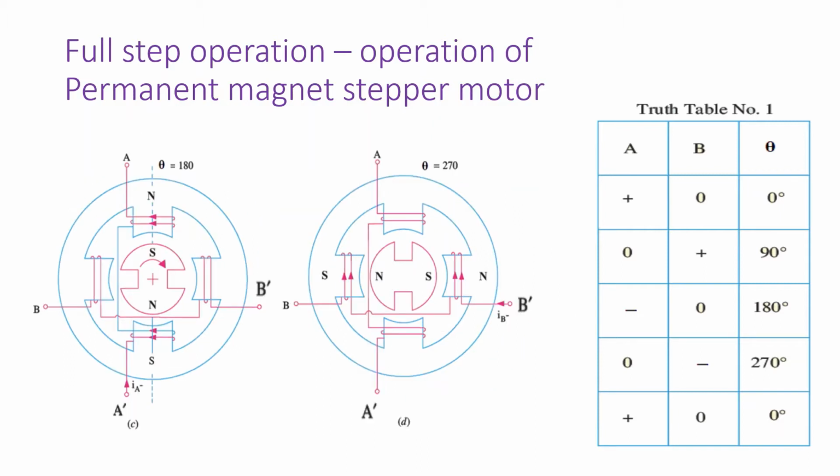From this diagram we can understand what is A minus. A minus means current entering through A dash, not through A, and leaving through A. And B minus means current entering through B dash terminal and leaving through B. So this is the difference between A plus and A minus and B plus and B minus. For each rotation it produces 90 degree of step angle movement.